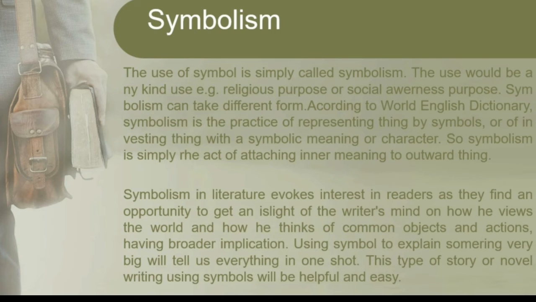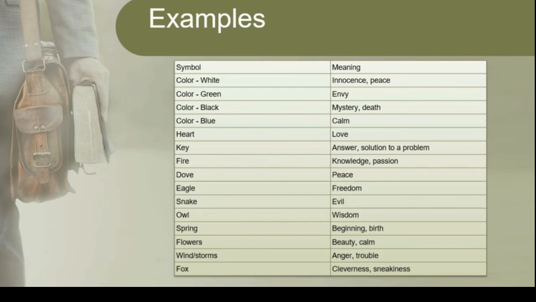Symbolism in literature evokes interest in readers as they find an opportunity to get an insight into the writer's mind, how he views the world and how he thinks of common objects and actions, having broader implications. Using a symbol to explain something very big will tell us everything in one shot. This type of story or novel writing using symbols is helpful and easy.